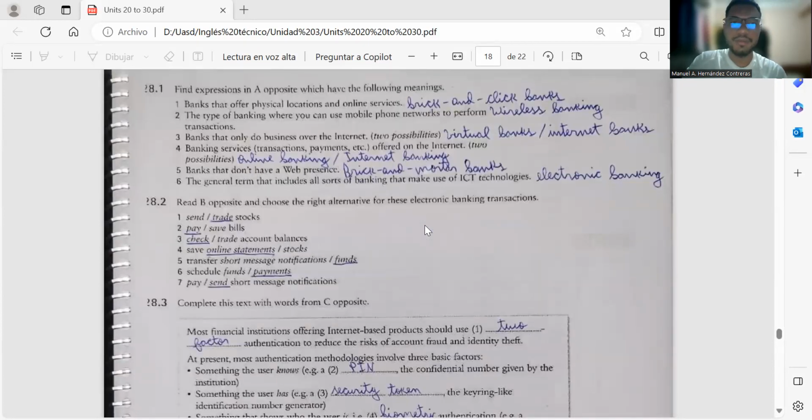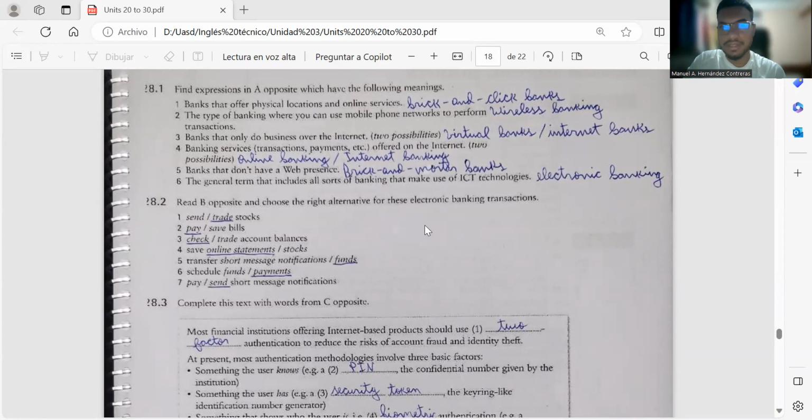Find expressions in A opposite which have the following meanings. Banks that offer physical locations and online services: brick and click banks. The type of banking where you can use mobile phone network to perform wireless banking transactions. Banks that only do business over the internet. Two possibilities: virtual banks, internet banks.